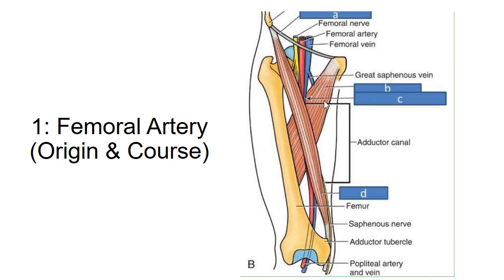At the lower end of the adductor canal, at this point, at the junction of the middle and lower thirds of the thigh, the femoral artery passes through an opening in the distal aponeurotic attachment of the adductor magnus muscle, which is known as the adductor hiatus, and becomes continuous with the popliteal artery in the popliteal fossa.